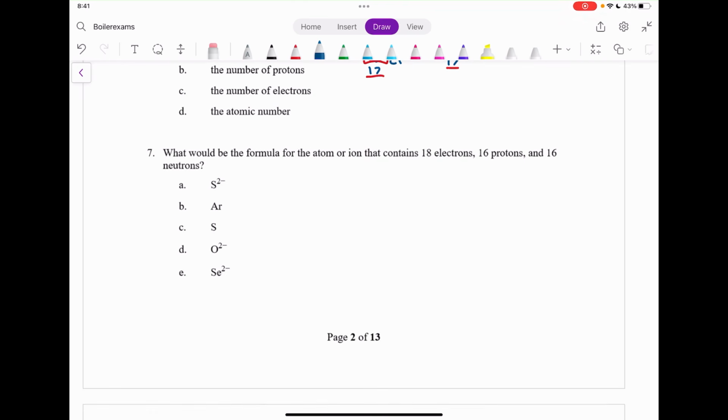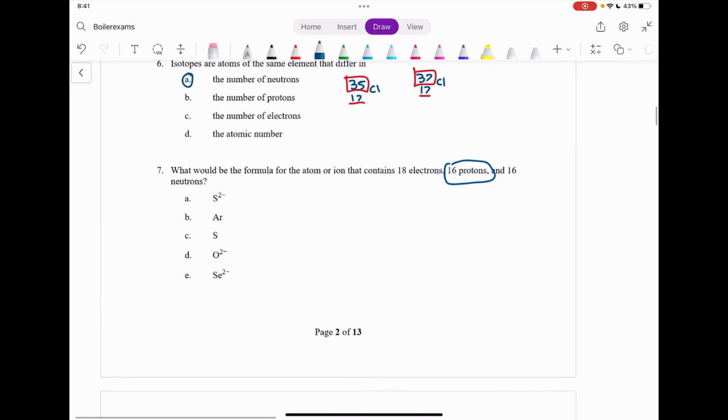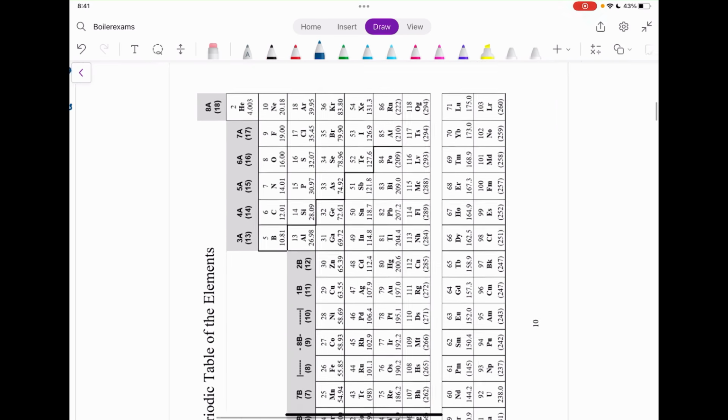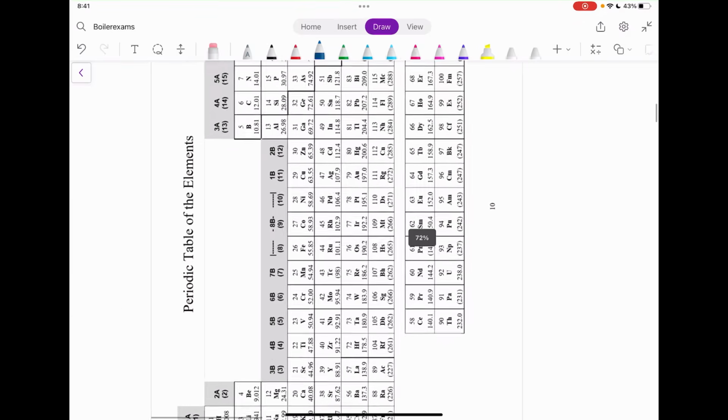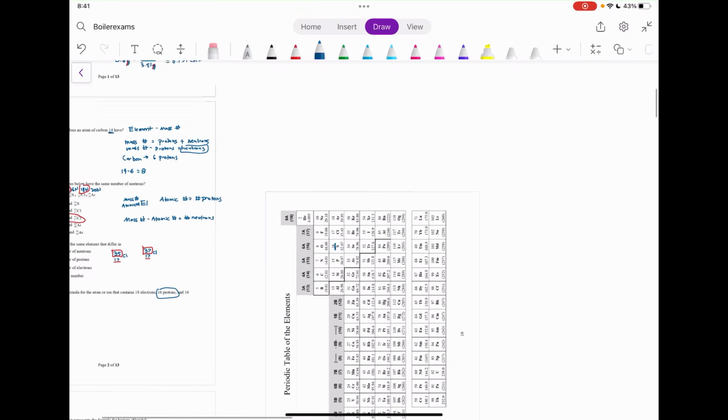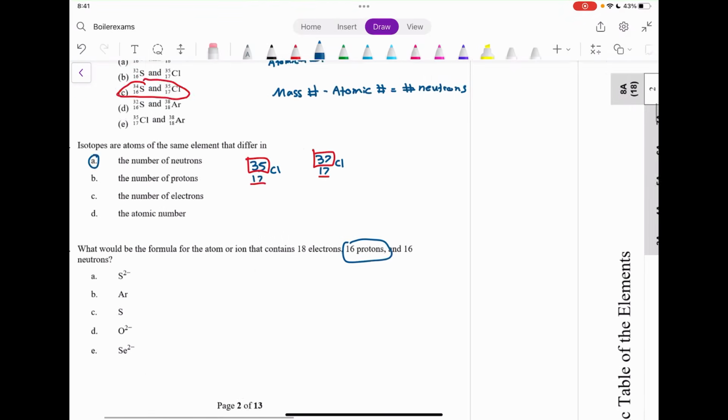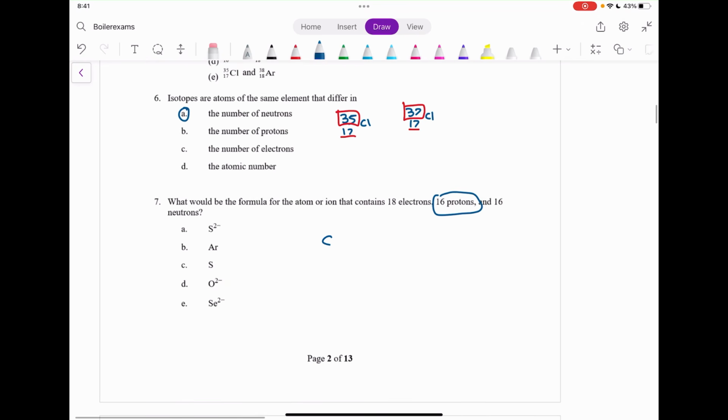7. What would be the formula for the atom or ion that contains 18 electrons, 16 protons, and 16 neutrons? So, step 1, what is 16 protons? We know elements are defined by how many protons they have, and the top number is the atomic number. Sorry, it's sideways, but yeah. So 16 is sulfur. So we know we've got sulfur.